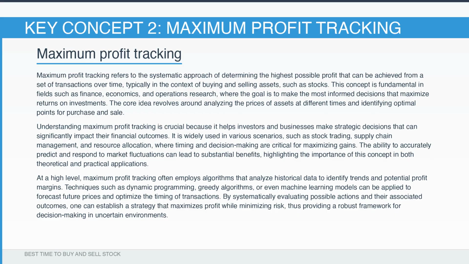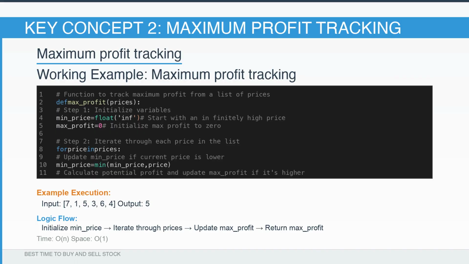In this slide, we have a function designed to track the maximum profit from a list of stock prices, which is a common problem in finance. The function starts by initializing two key variables. First, it sets min price to infinity. This means we are looking for the lowest price we've seen, and starting with infinity ensures that any price we encounter will be lower. Next, max profit is initialized to 0 because initially we haven't made any profit.